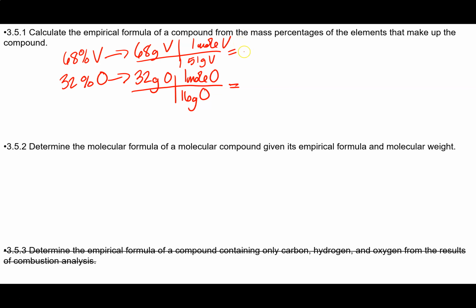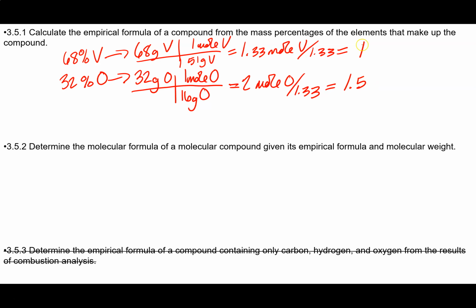Doing that gets me a number of moles. Then I'm going to divide by the smallest number. So I'm going to divide both of them by 1.33. Doing that gets me a 1. This one comes about like 1.5.